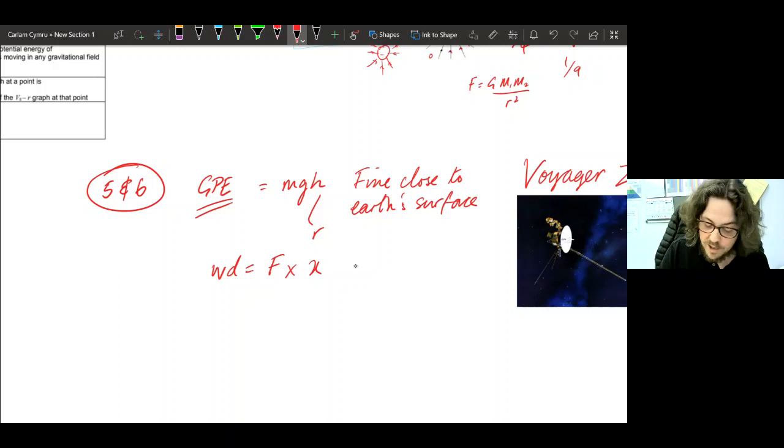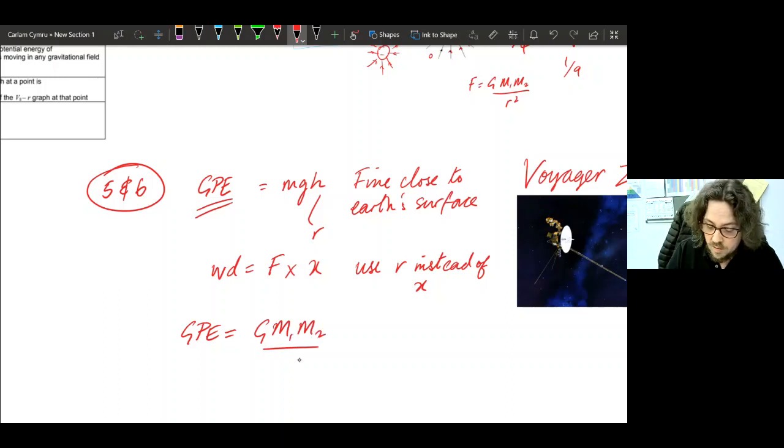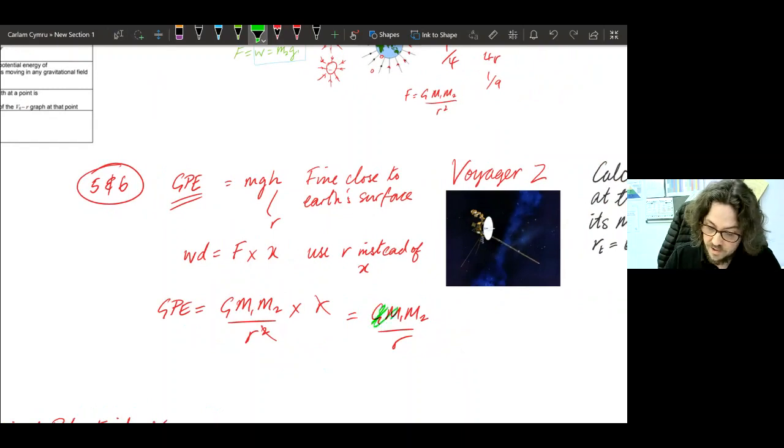But we're going to use R instead of X. And then what we're going to say is that gravitational potential energy, GPE, is going to be equal to, well, we know what the gravitational force is, that's just Newton's law of gravitation, G M1 M2 all over R squared, times R. Now, one of those R's cancels, and we end up with G M1 M2 over R. So this is our gravitational potential energy equation.